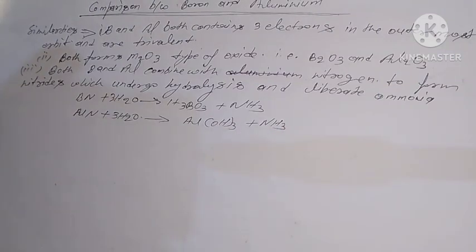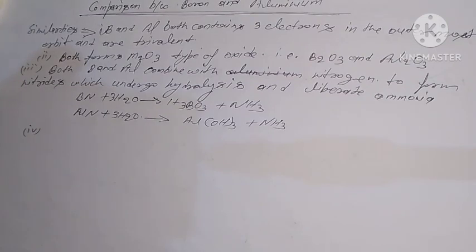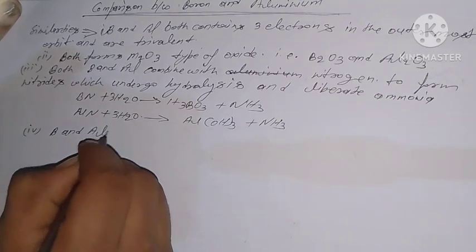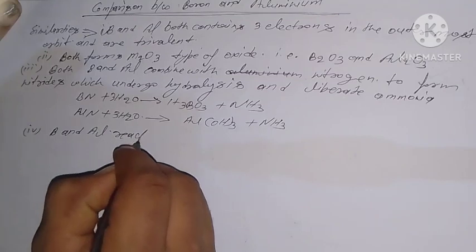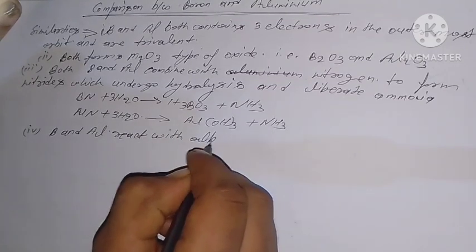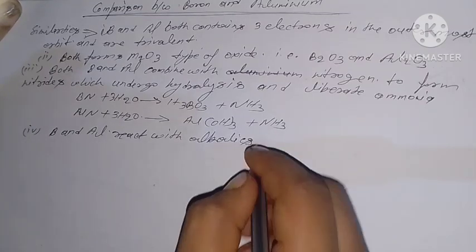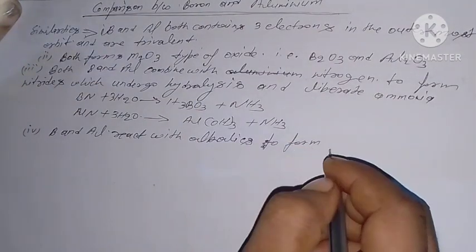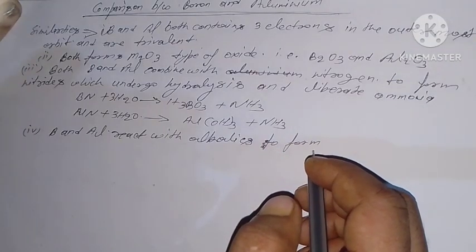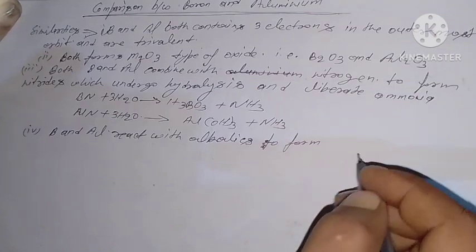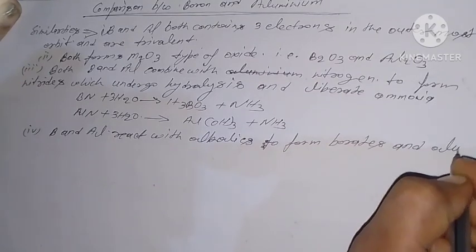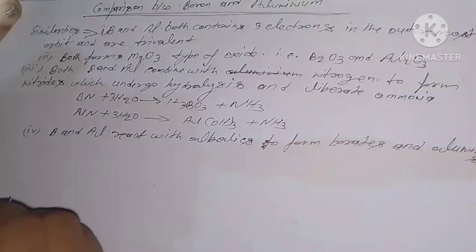Fourth point. Boron and aluminium react with alkalis to form borates and aluminates.